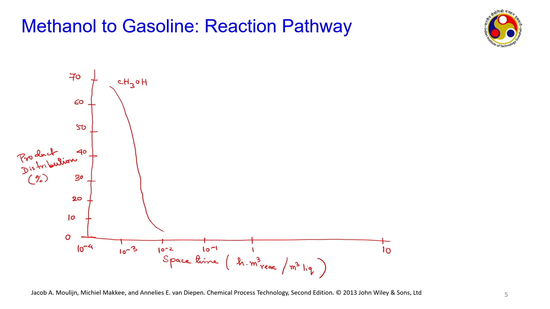If it is falling down, then something is produced. And what is produced? The first is DME. As I told you, it will be an equilibrium mixture of DME, water, and the first reaction.